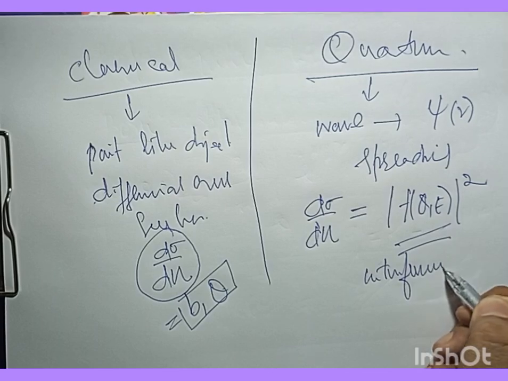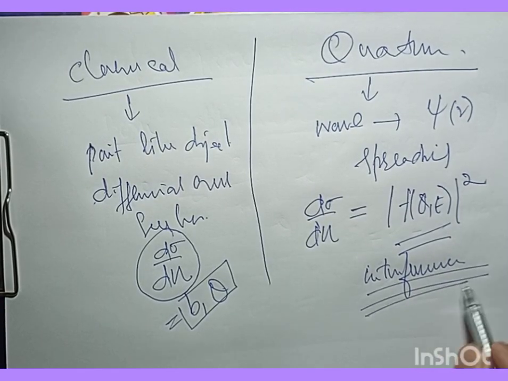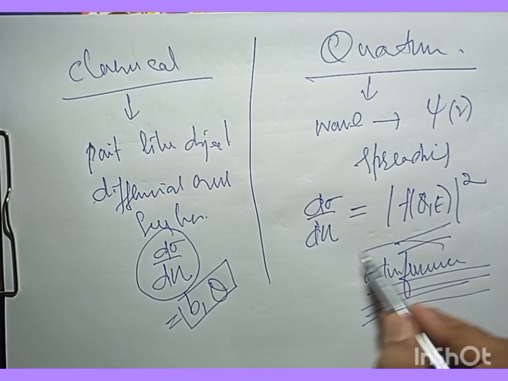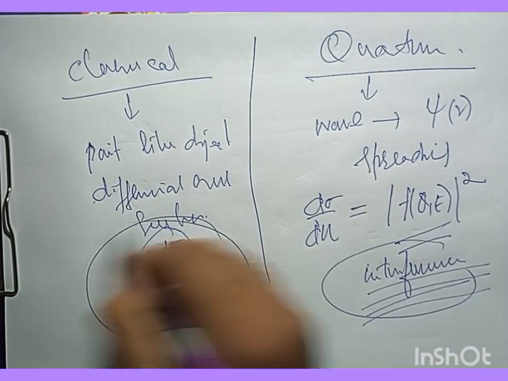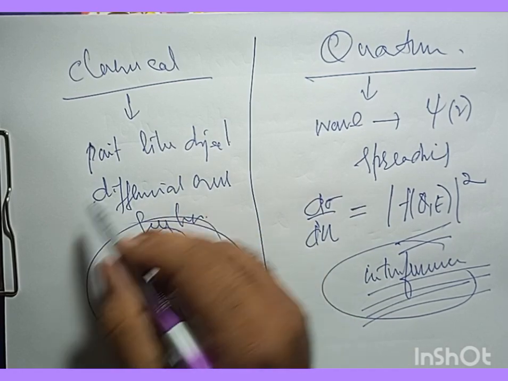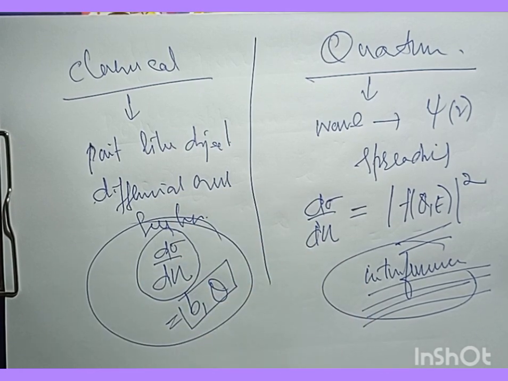Because we are treating our probing particle as a wave, it has interference effects. And these interference effects are not present in the classical domain. They are not present in classical scattering. There's nothing like interference here. There's a complete exact interaction.